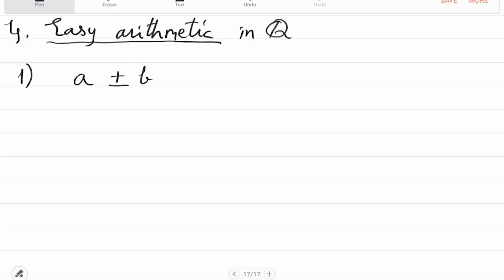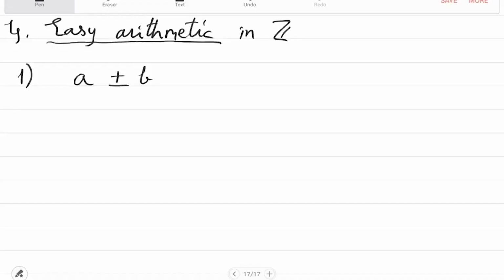Yes, so A is an integer, maybe not rational but integer. Let's simplify this. A is an integer with a sign, so let's forget about the sign. Think of A as a positive integer. So how many bits will it have? It will have log A many bits, log A base 2.